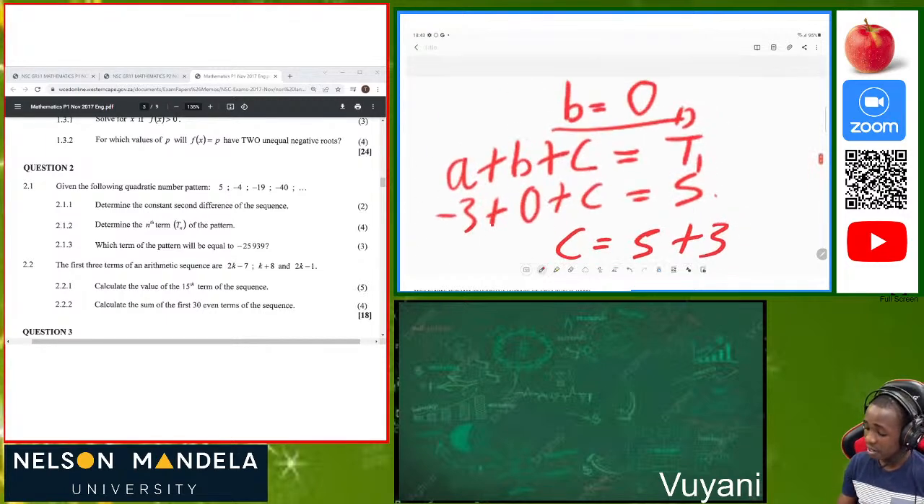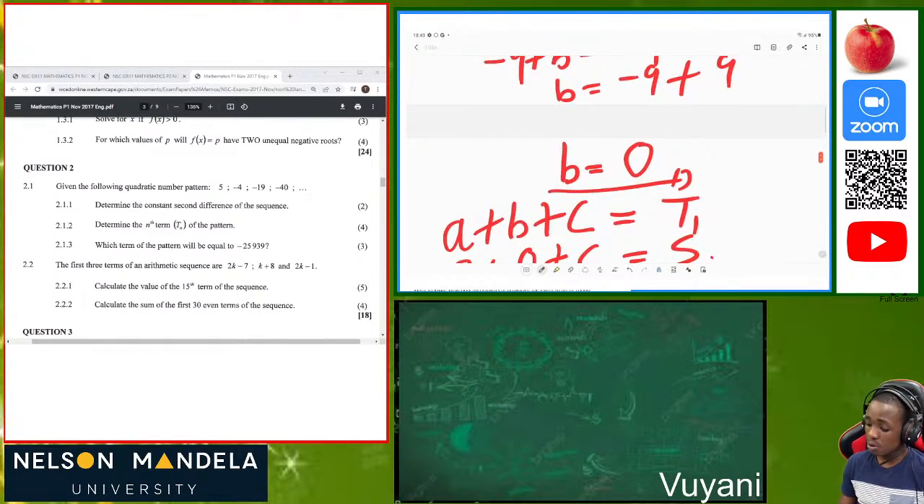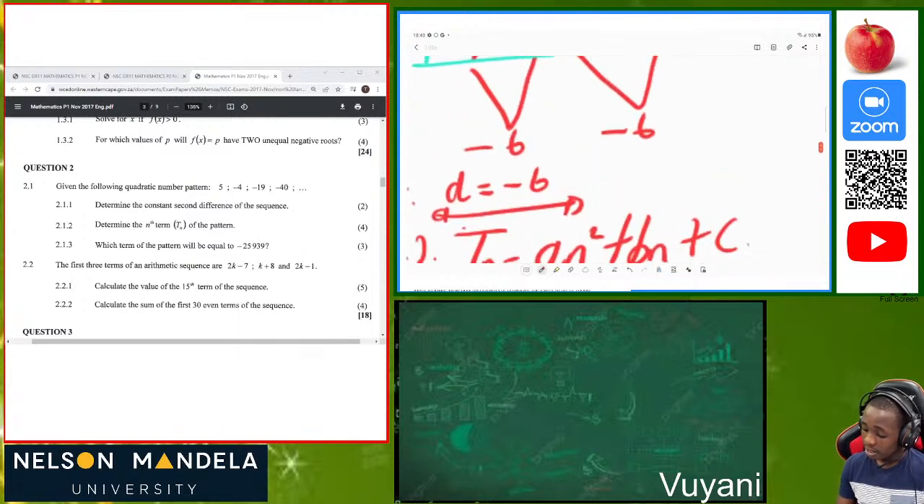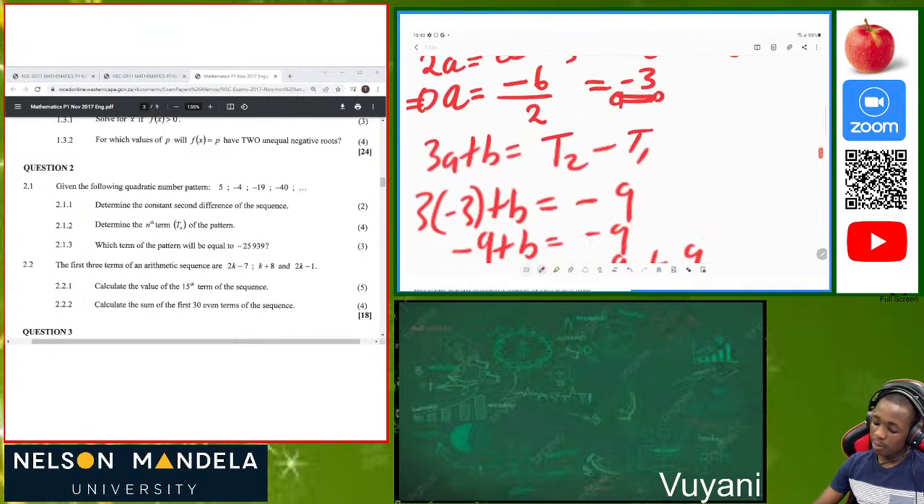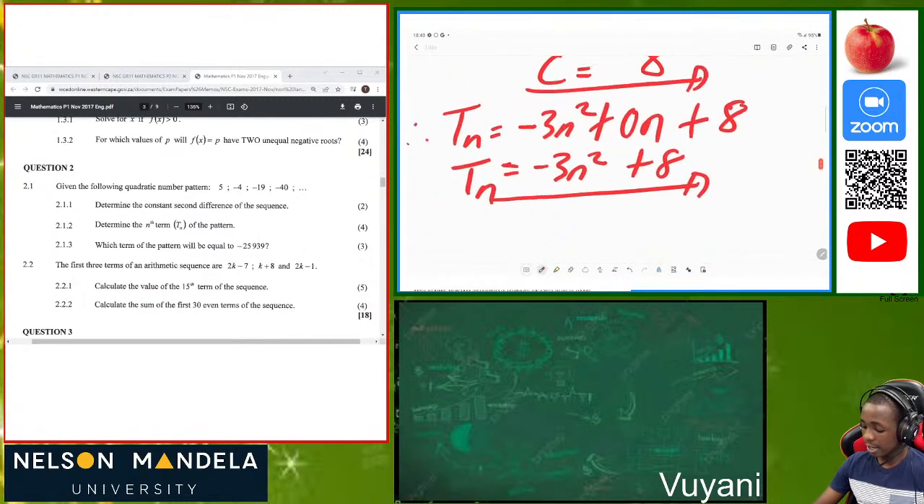We calculated the value of b here and it was 0. So we substitute it into our Tn equation, which is this one. So this is our a, negative 3. Our b is 0. Our c is 8. Then we'll be able to get our general term, which is Tn equals negative 3n squared plus 8. Okay. We can proceed now.